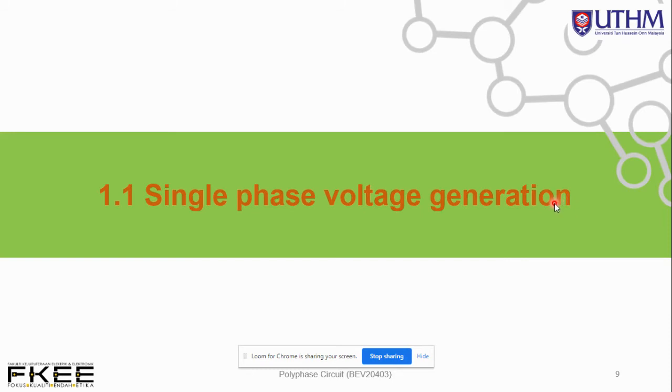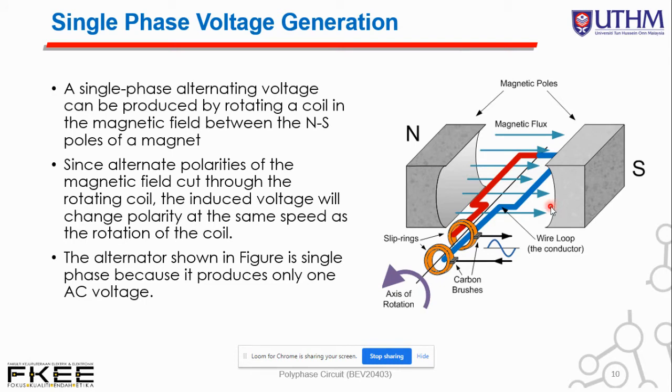Now topic 1.1, single phase voltage generation. This is basically how we generate single phase voltage. Read the first paragraph: a single phase alternating voltage can be produced by rotating a coil in the magnetic field between the N and S poles of a magnet. We have a coil here, represented in red and blue, with slip rings and carbon brushes to provide the DC supply, in the presence of the magnetic field generated by the two magnetic poles, north and south. The magnetic flux flows from the north pole to the south pole.